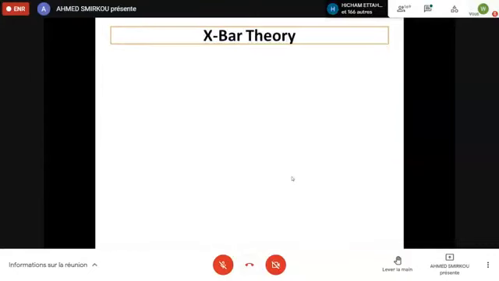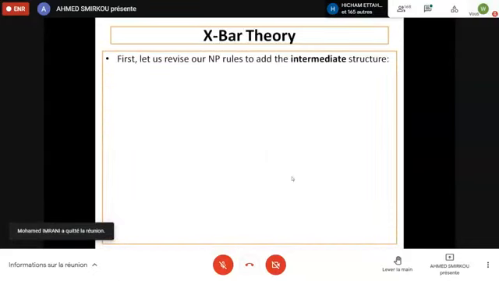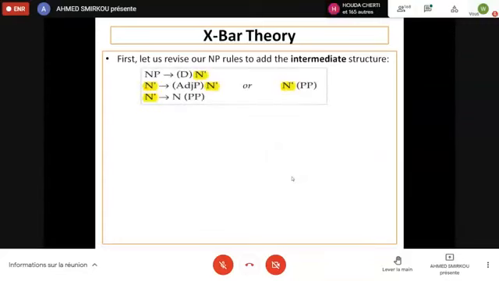Now, bar level projections. We work on some examples. Let us revise our NP rules to add the intermediate structure. If you still remember, the rule of the NP contains determiner and noun, etc. From the NP to the head noun, we need intermediate categories: N-bar, N-bar, N-bar. From the NP to the head, remember this, please. If you have an adjective phrase and here adjective, from the phrase to the head, all nouns should be N-bar. And if you have VP and here verb, all other V should be V-bar, because from the phrase to the lexical category, you have only intermediate categories. Is it clear?